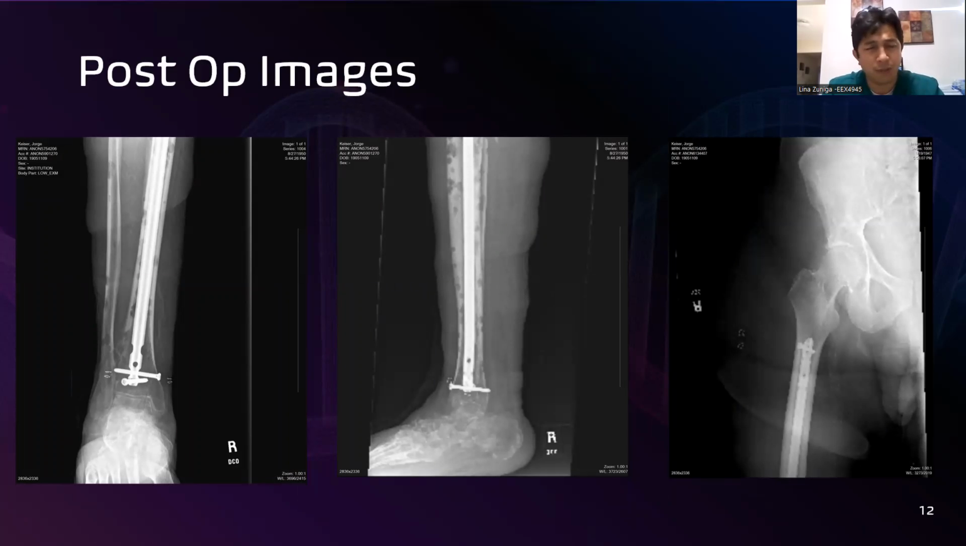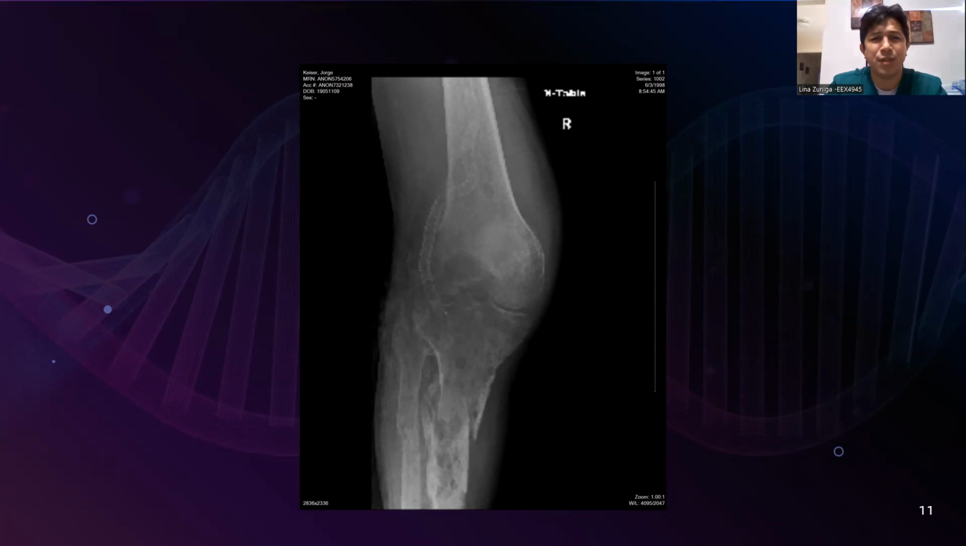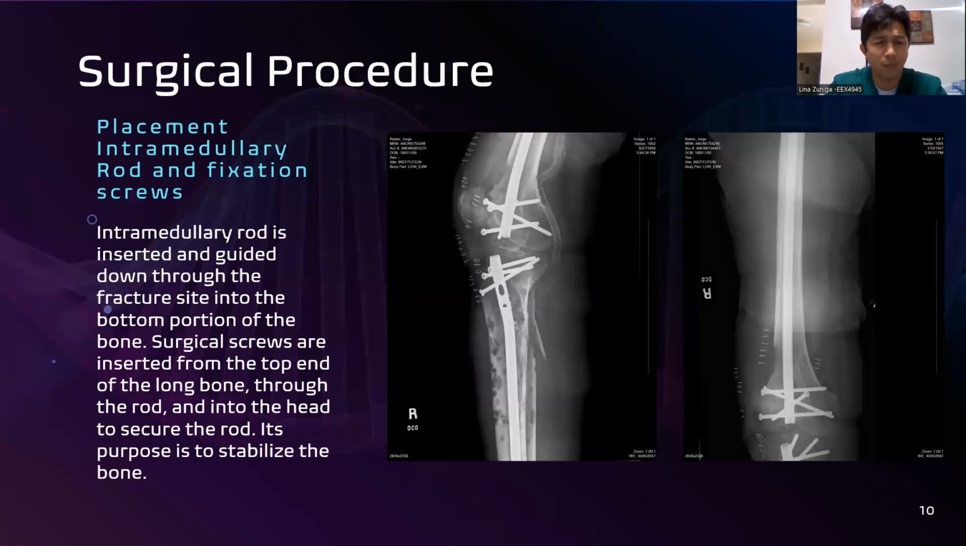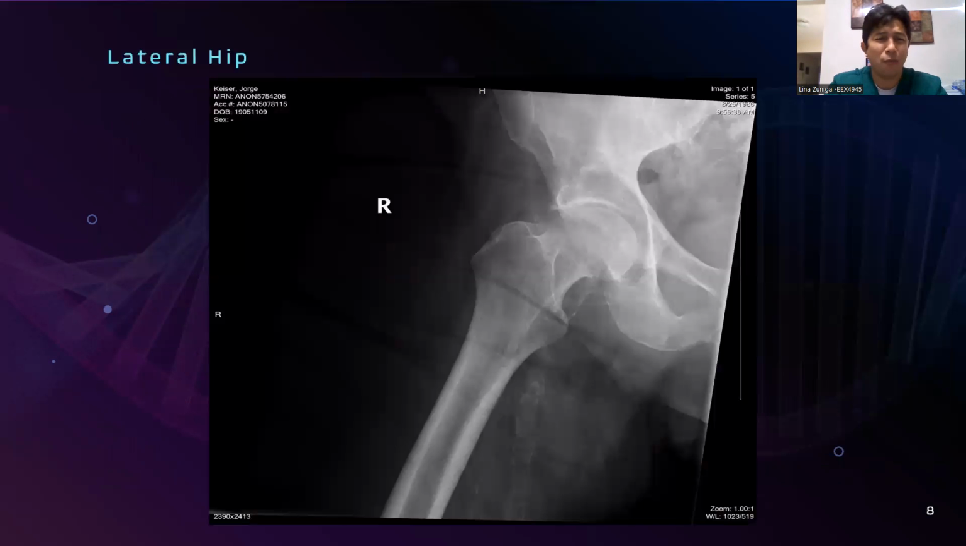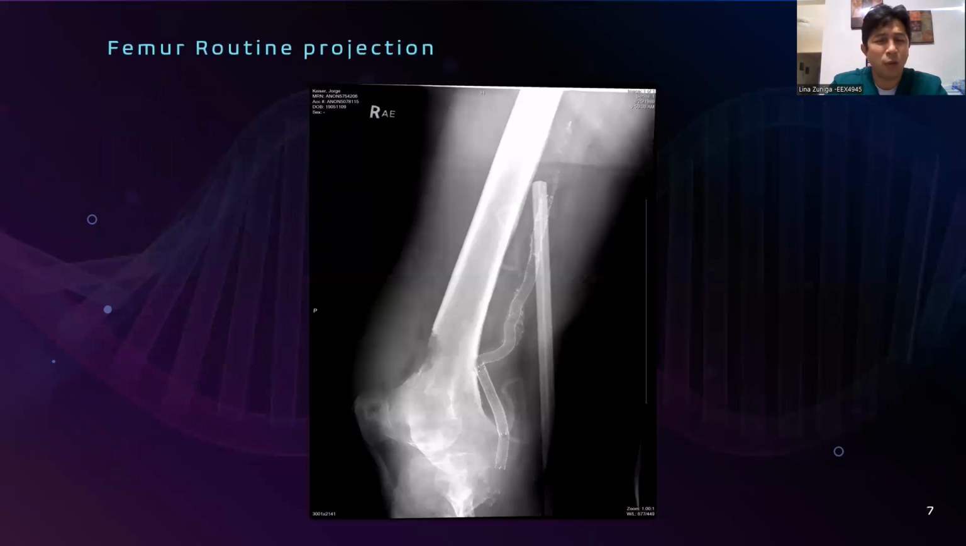And here are some more images of the post-operation. You can see here how they inserted the rod all the way basically to the ankle joint. And these are the screws that hold it together in place. This will be the lateral view of the ankle, and this will be the proximal view of the femur. So those are some of the challenges and things that you will see in the field compared to a classroom, and the cool things.